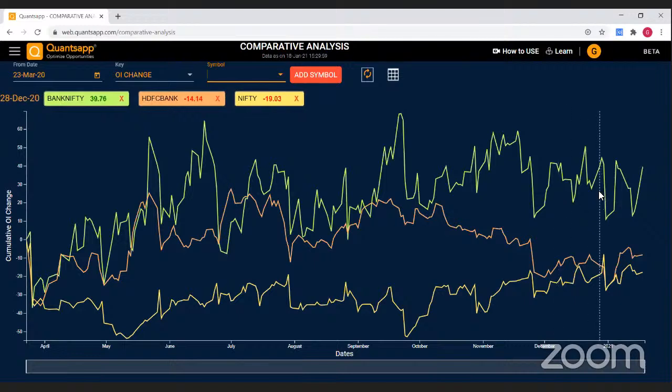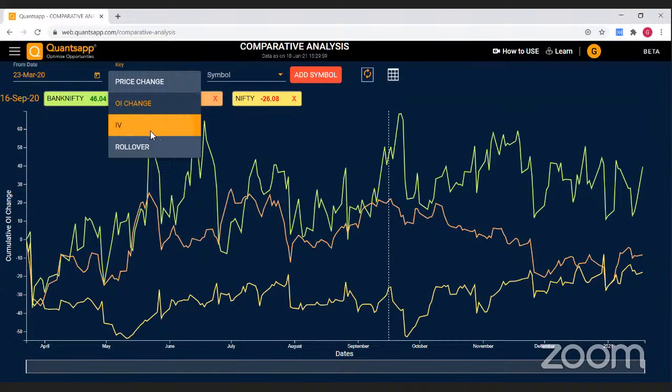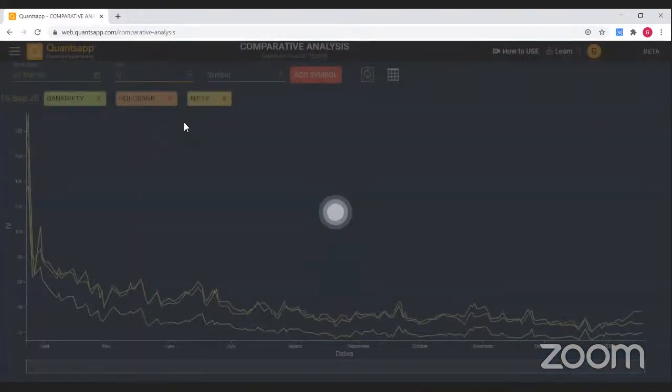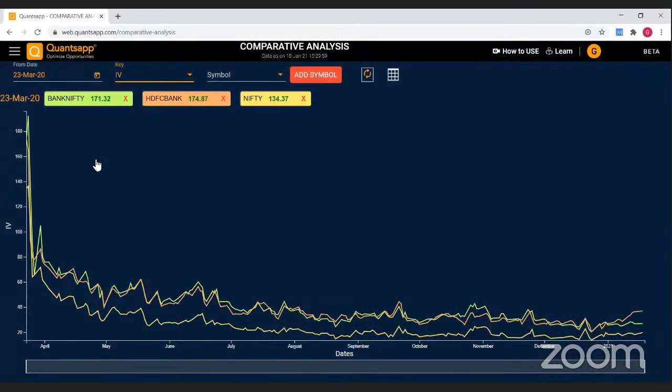So you can say the Bank Nifty is mostly on the positive side, whereas HDFC Bank and Nifty are on the negative side for the OI chain. Same way, you can see the IV of all these stocks. You can see how the IV has increased or decreased.